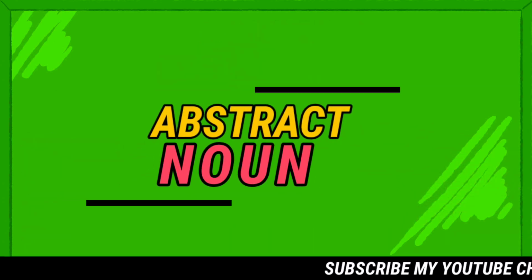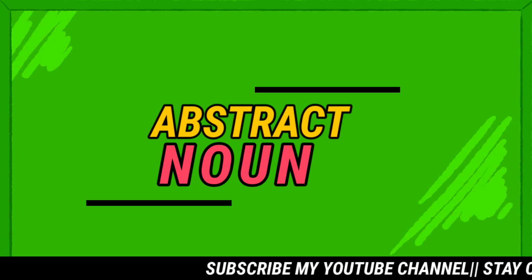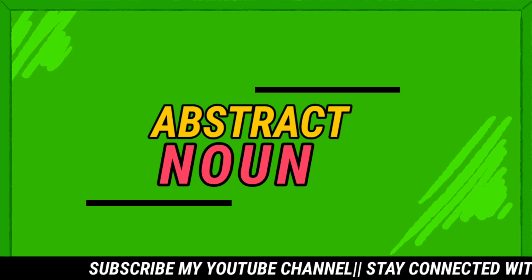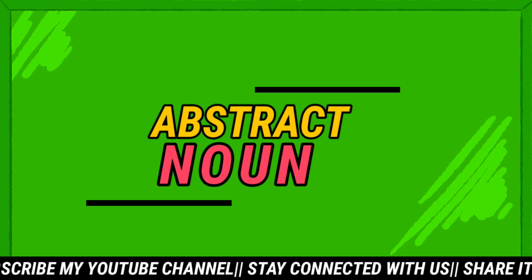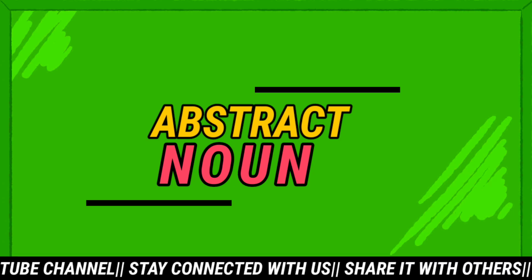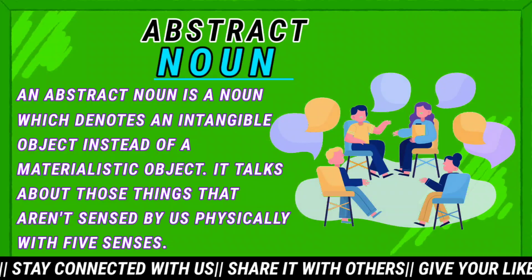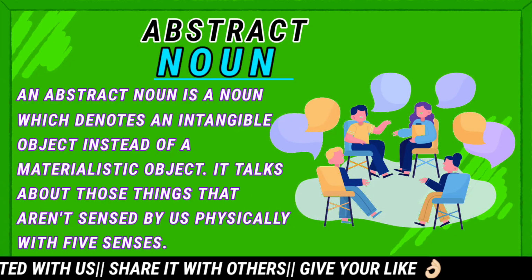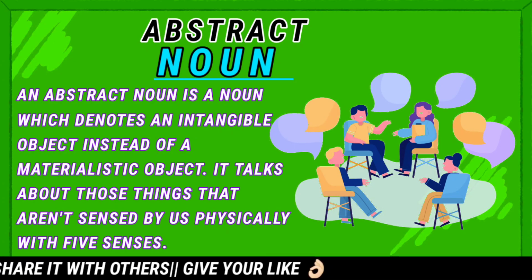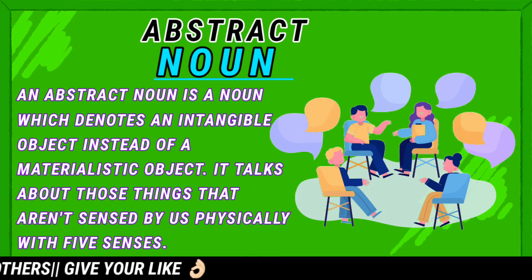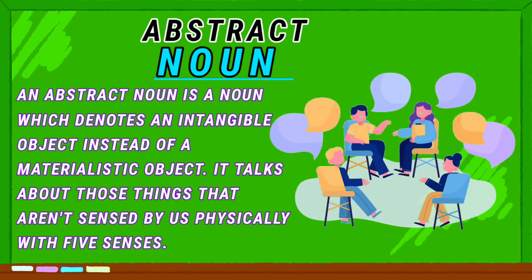So now we have reached to our last topic, and this is abstract noun. So we shall know all about it thoroughly. If you want to know, stay connected with me here. So an abstract noun is a noun which denotes an intangible object. Means we cannot touch, smell or see, instead of a materialistic object. So an abstract noun talks about those things that are not sensed by us physically with five senses, unlike those concrete nouns.